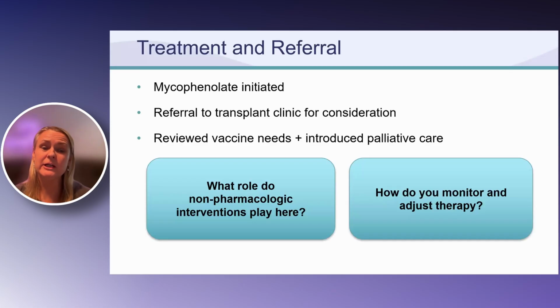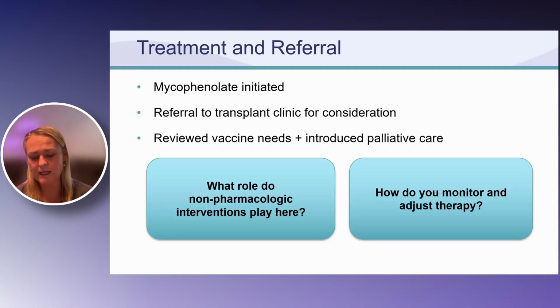So they initiated mycophenolate. It sounds like she wasn't on anything at that point, medication-wise, for her systemic sclerosis. So we have initiated mycophenolate for that. We have referred to transplant for consideration, and we've reviewed vaccine needs and introduced palliative care. I think it might be a little early to introduce palliative care for this patient because she is not super progressed in this process, but it's never too early to introduce it. What role do non-pharmacologic interventions play here?